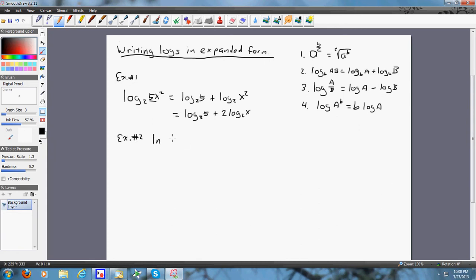I'm going to say the natural log of 3x squared over y. Now we have 3 things that we're doing. We have the product of 2 numbers, and we're going to divide by 1. So it's going to be natural log of 3 plus the natural log of x squared minus the natural log of y. And I'm going to continue. I'm going to bring this 2 down using law number 4.